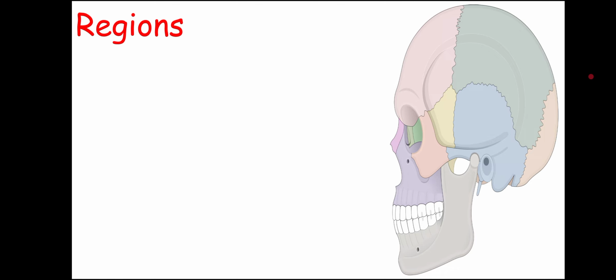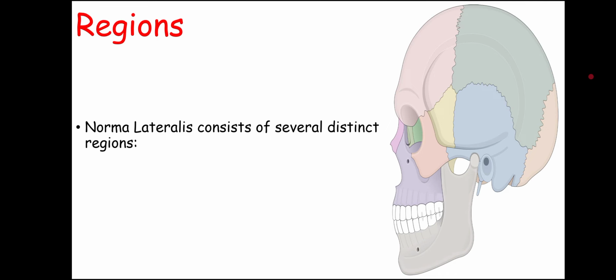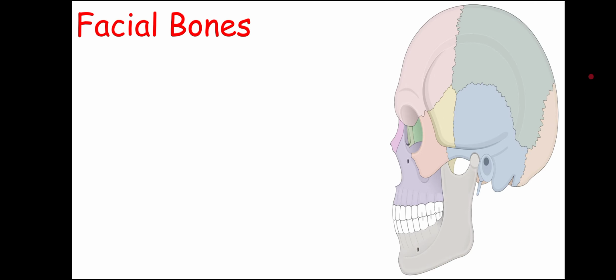Now we will talk about what the regions of the Norma Lateralis are, and then we will talk about them one by one for better understanding. Norma Lateralis consists of several distinct regions including the cranial bones region and the facial bone region. First we are going to talk about the facial bone region.